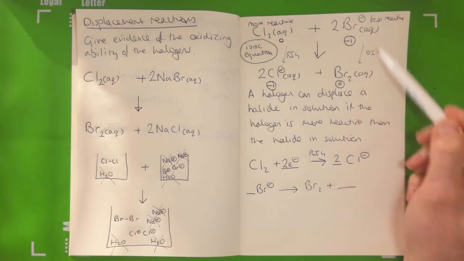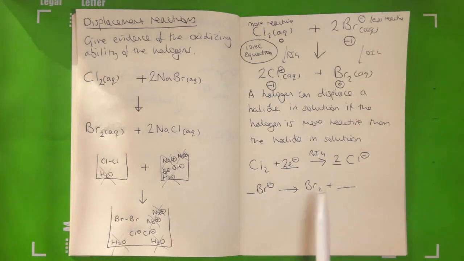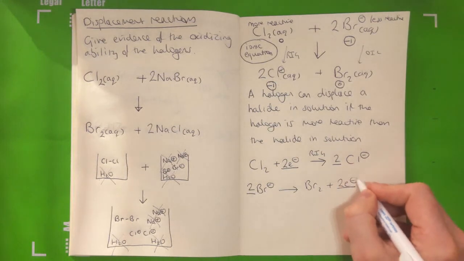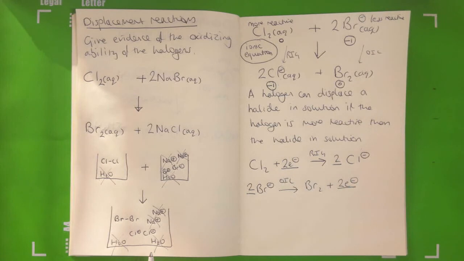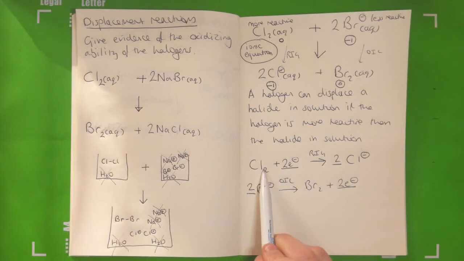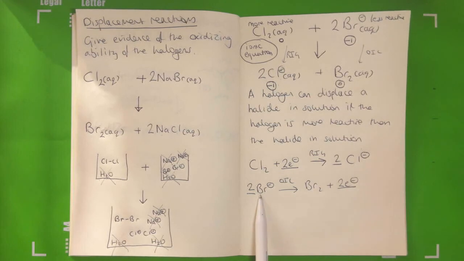Now, this is oxidation. We're losing electrons here. 2 there, so I need to put a 2 here. Balance that with 2 electrons. That's oxidation. So the chlorine has been reduced to chloride. The bromide has been oxidized to bromine.